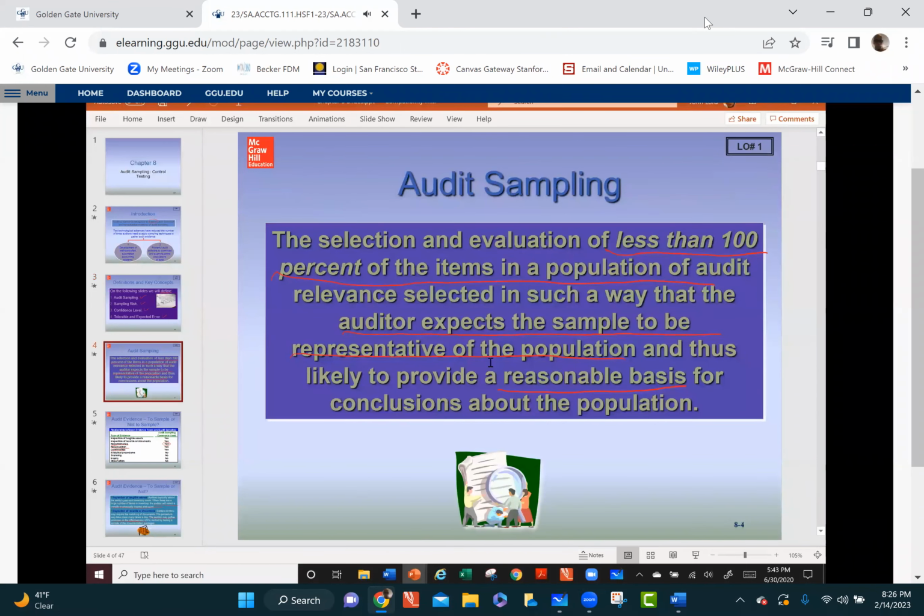Okay, so again, audit sampling means that we're going to look at less than 100% of the items in a population. And now we hope that the sample is representative of the population, and that therefore will provide a reasonable basis for our opinion. And we say reasonable basis because, one, there's a chance that our sample is not indicative of our population, but we will also see, as we've learned already, frankly, that there are non-sampling factors that will affect our conclusions and possibly have us making the wrong conclusion.